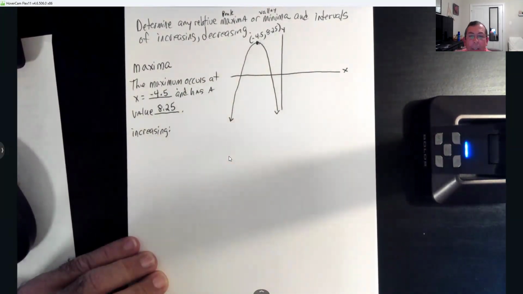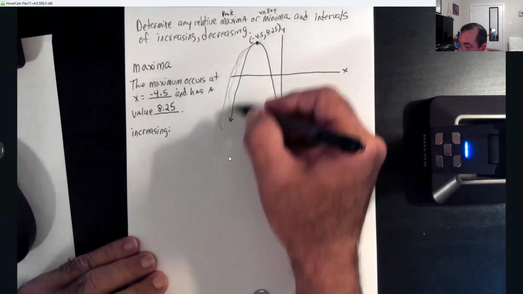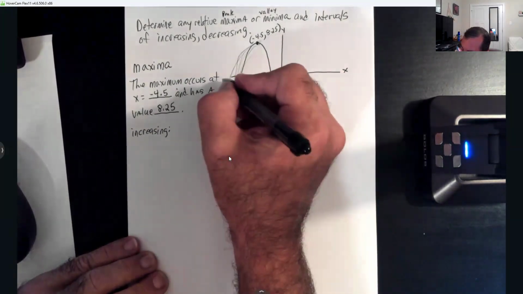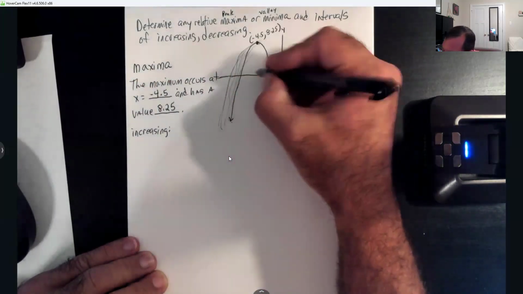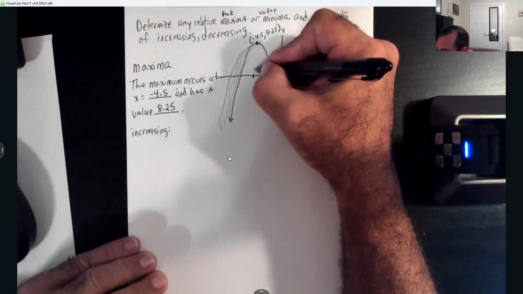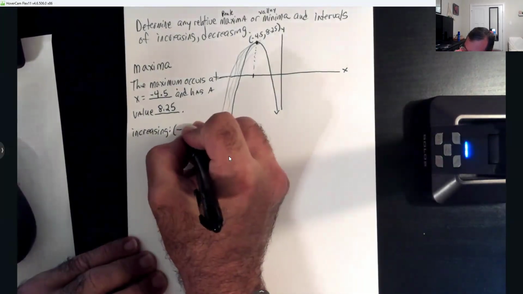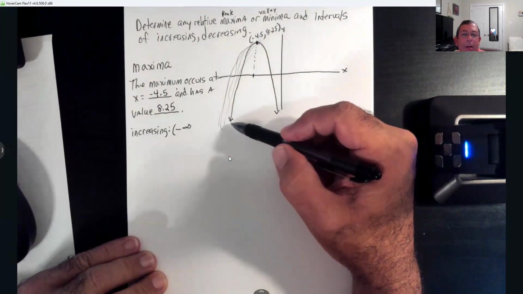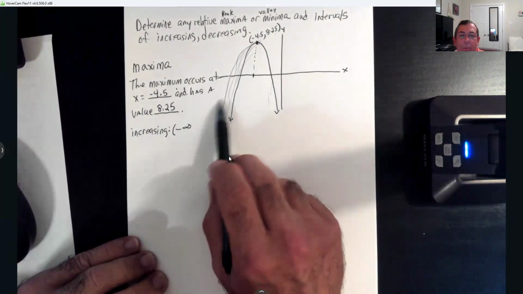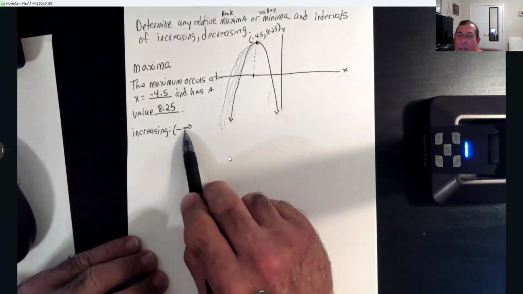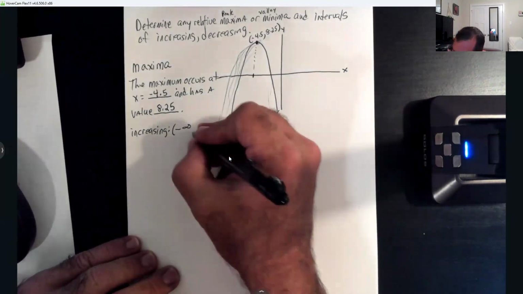All right, so increasing is the part of my graph going uphill, left to right. So that's this left side, it is increasing. So it's increasing as my x's come in from the left and they get to this point right here. So they're coming in from negative infinity. So anytime your graph is upside down like mine, the increasing will be the first part of it, and it starts at negative infinity and goes to the x value, which is negative 4.5.